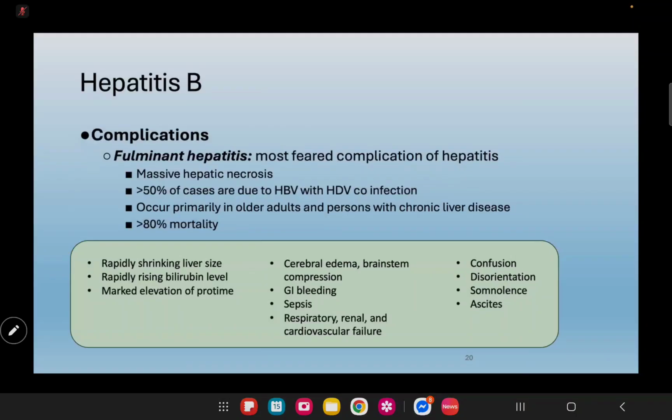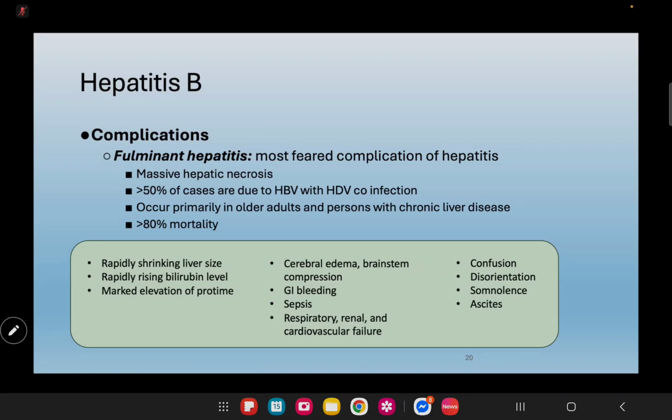The most feared complication of acute hepatitis B is fulminant hepatitis. Fulminant hepatitis is characterized by massive hepatic necrosis. When you hear about necrosis, it's cell death, no? But it's not the programmed cell death, it's not apoptosis, it's necrosis, okay? That is a pathologic cell death, not the physiologic.